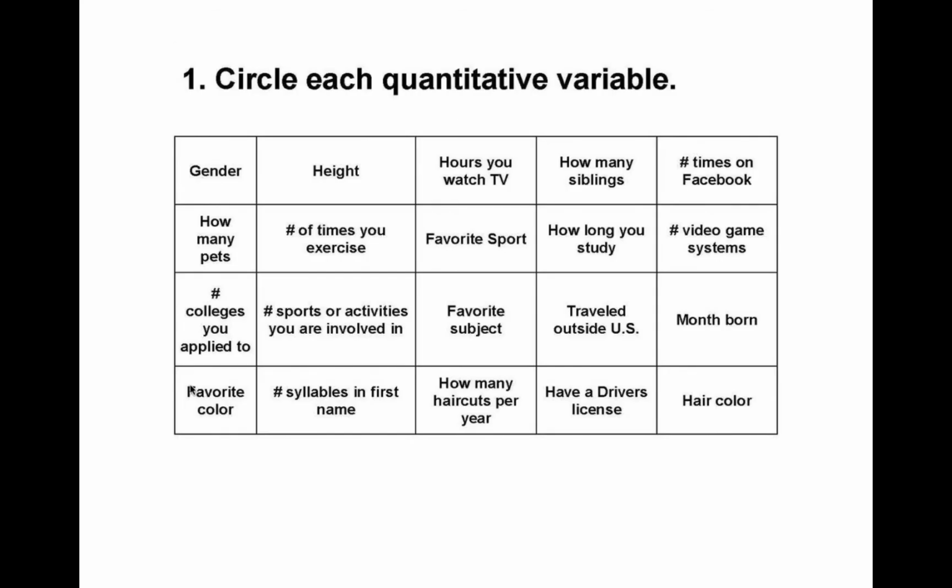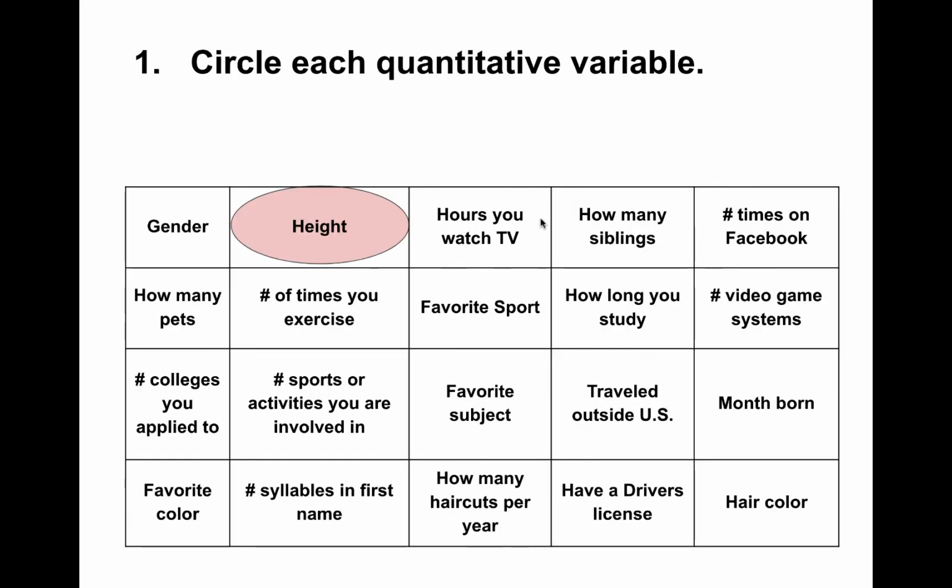So it says to circle each quantitative variable. Starting at the top, gender is not quantitative, but height is. The number of hours you watch TV is quantitative. How many siblings you have is quantitative. The number of times on Facebook is quantitative. How many pets you have is quantitative. The number of times you exercise is quantitative.